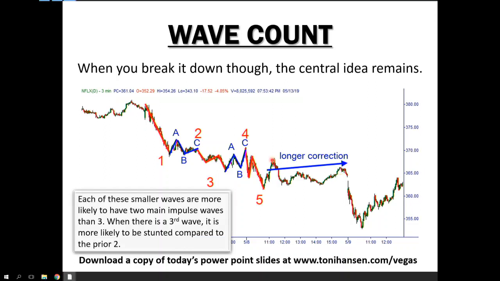So each of these smaller waves, they're more likely to have 2 main impulse waves than 3. This is what I mentioned earlier. So a lot of Elliott wave will teach you, hey, there's going to be 3 waves in each of these main impulse moves. I found that's not generally the case a lot of times. A lot of times it's just 2 main impulse moves. If it tries to go for a third, it's usually more stunted.